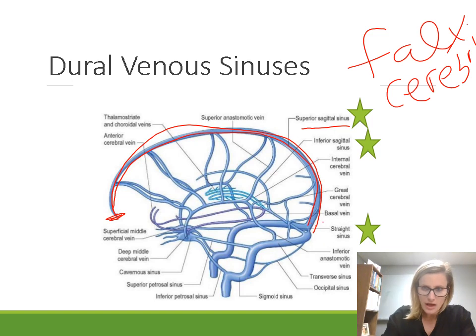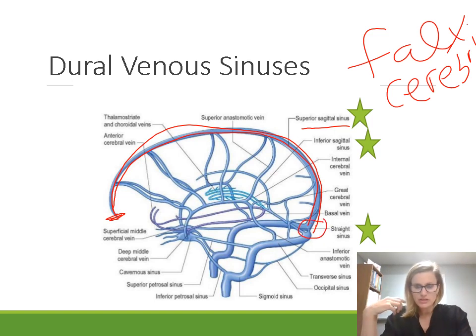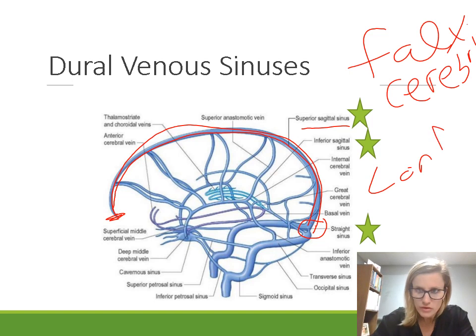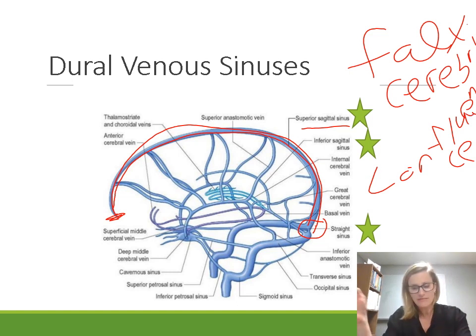Where this comes back and meets up with all these other sinuses, that's called the confluence of sinuses. It's spelled C-O-N-F-L-U-E-N-C-E, confluence of sinuses, because a bunch of sinuses come together right at that point. So that's the superior sagittal sinus.